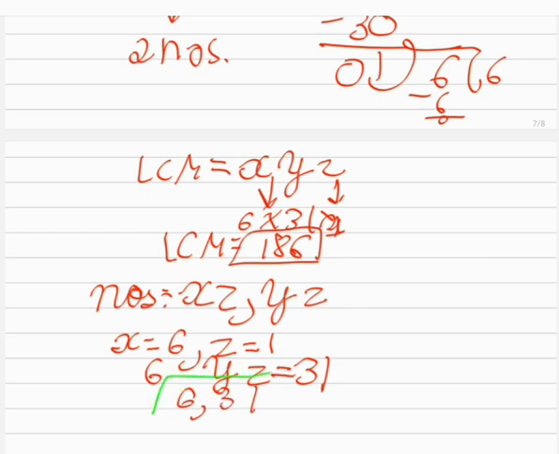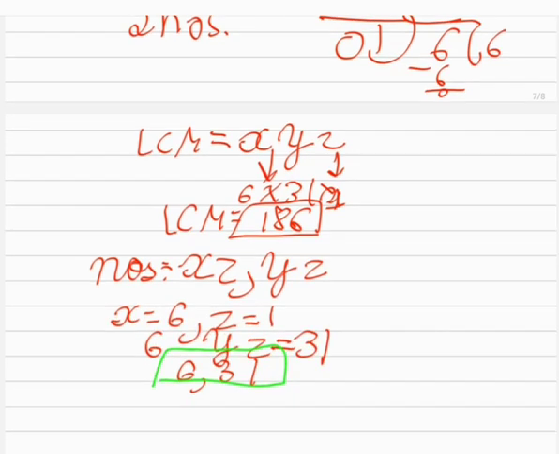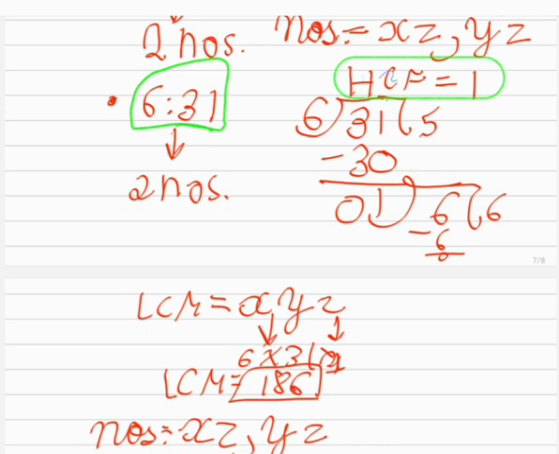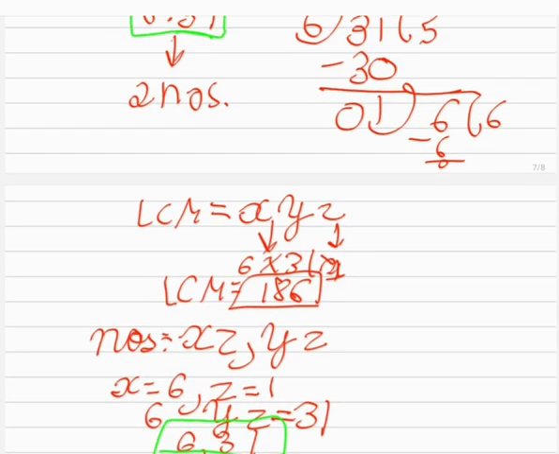You will think that the ratios and the numbers are the same. Why? Because their HCF is 1 only, and any number into 1 is equal to the number itself. And if their HCF is 2, then the numbers are different. Then the numbers would be 12 and 62. So we have to solve these types of questions like this.